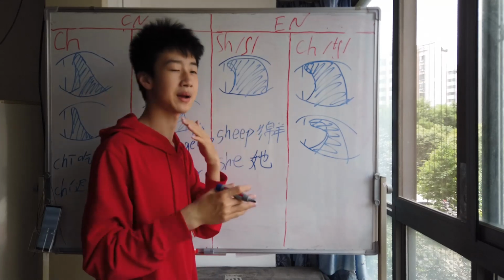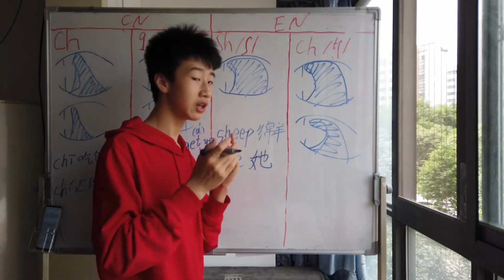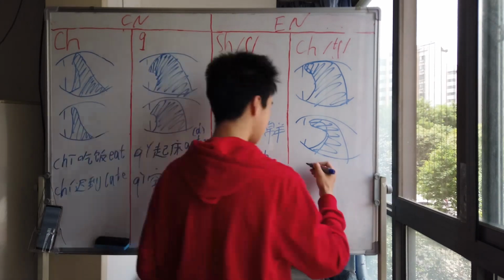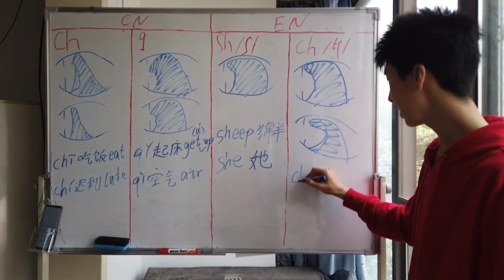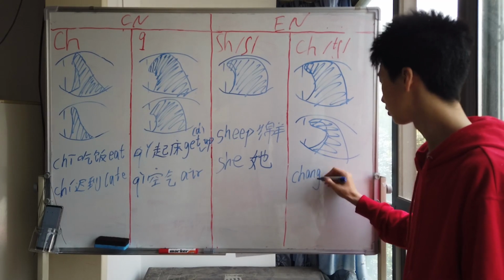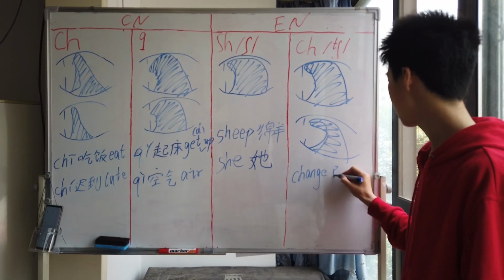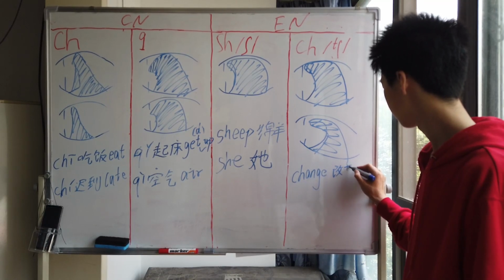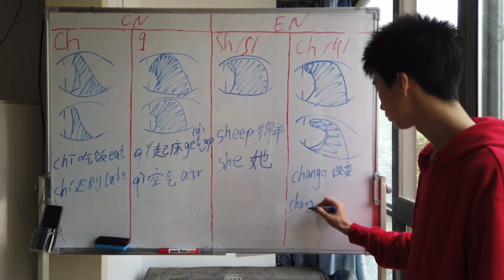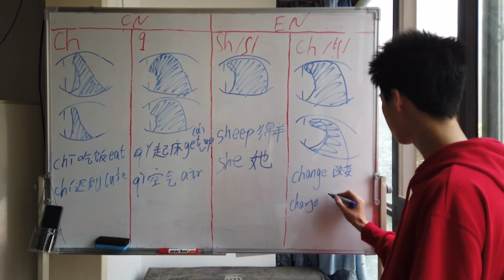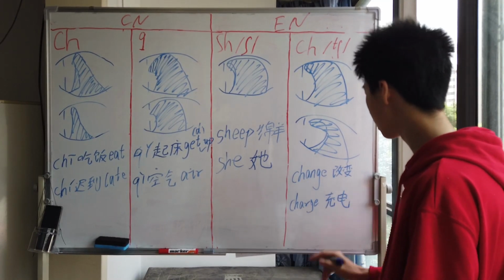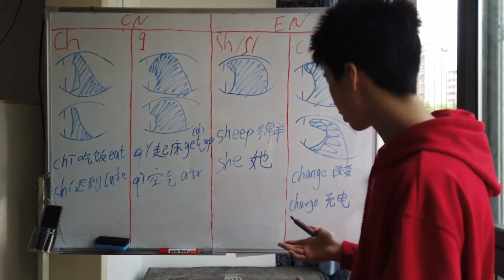It's just a map that shows you how the tongue actually works, and you have to try it out a few times to actually get it. We have a lot of examples, to be honest. We have like change. Change. So that means 改变. And then we have charge, which means 充电. So we have change, charge.